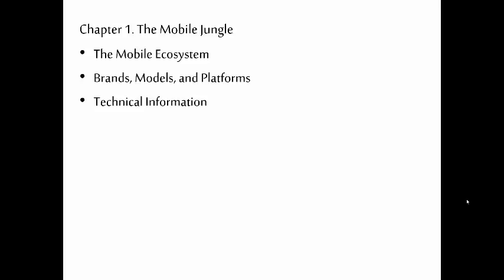The second topic is brands, models, and platforms. We'll talk about Apple, Android, and some others. And finally, technical information is where you can find information about the device, and we'll talk about the vendor websites, which are pretty complete.